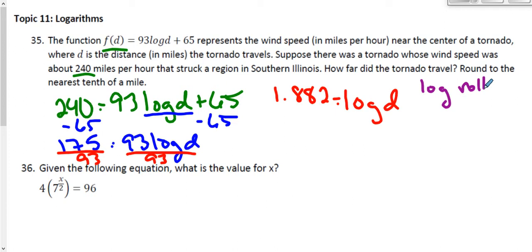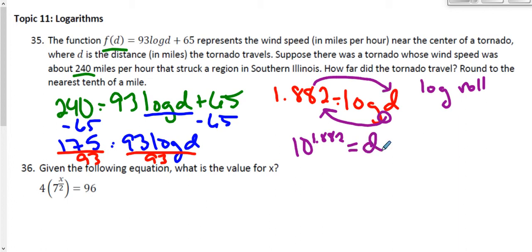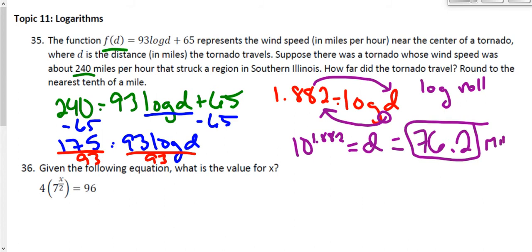And the log rule says that we take the base. We don't have a base here. If we don't have a base, that means it's automatically base 10. So we're going to do base 10, and we raise it to the power of whatever's on the other side of the equal sign, so 10 to the 1.882 power, and it equals whatever was inside the logarithm, so equals d. So all I have to do is 10 to the power of 1.882 in the calculator, and it tells me that d is 76.208, and it says round to the nearest tenth, so 76.2. And it's measuring distance, so we could say it's 76.2 miles.